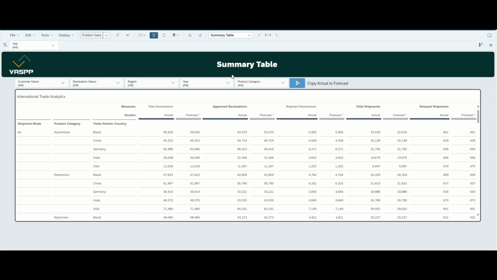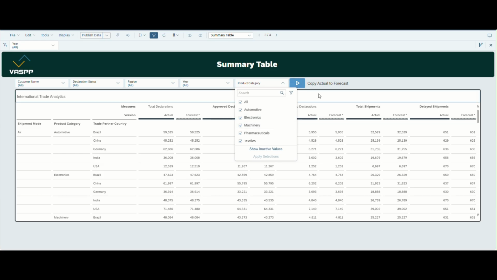Users can filter by region, year, customer, or product category to sharpen their focus. They can drill down from totals into specific partner countries or shipment modes to uncover bottlenecks in real time. They can even simulate what-if scenarios, such as shifting cargo from air to sea or redistributing volume across ports, to instantly see the ripple effects on approvals, delays, and shipment flow.